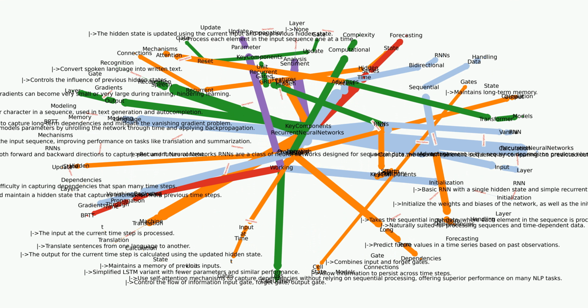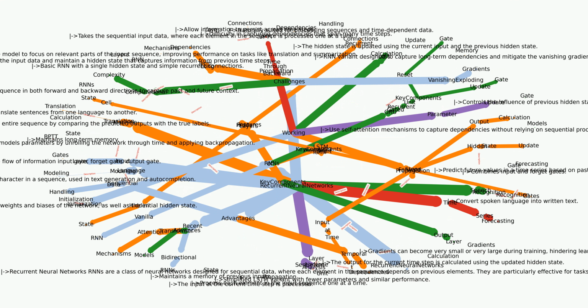Backward propagation through time (BPTT). Description. Compute gradients of the loss with respect to the model's parameters by unrolling the network through time and applying backpropagation. Parameter update. Description. Update the model's parameters using an optimization algorithm like SGD or ADAM.